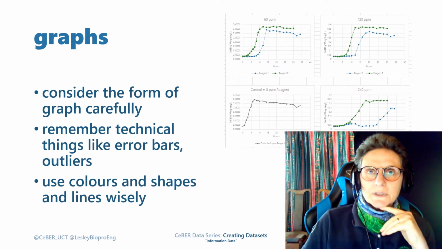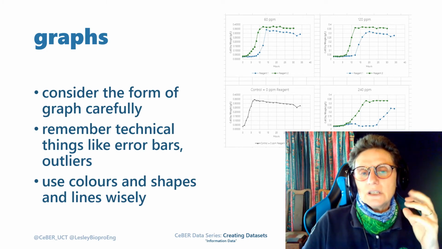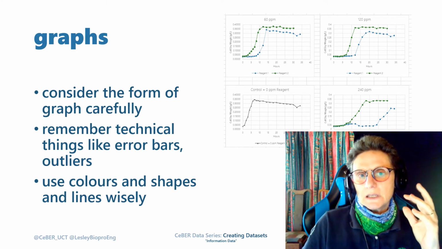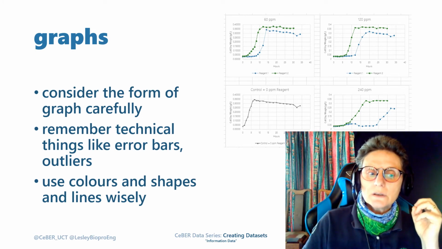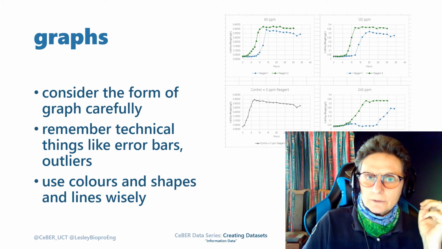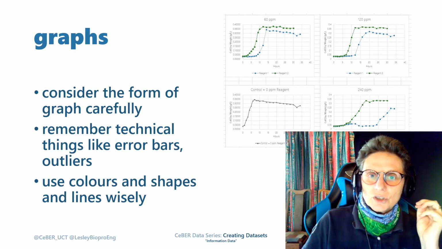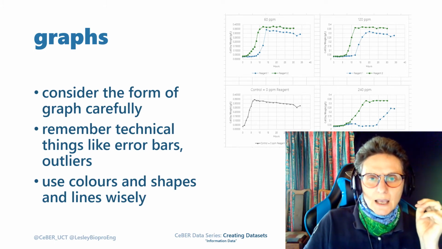Graphs are one of the chief ways that we analyze our data, because it visually shows what we're seeing in the numbers. But just a caution to consider the form of your graph carefully. Not all types of graph are helpful for all types of data. If you're not sure, try several different kinds of graph or chart and think about what it's telling you by the form in which it is.